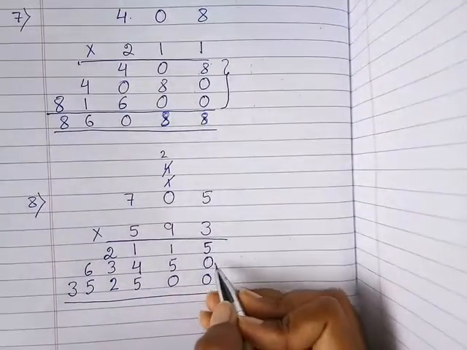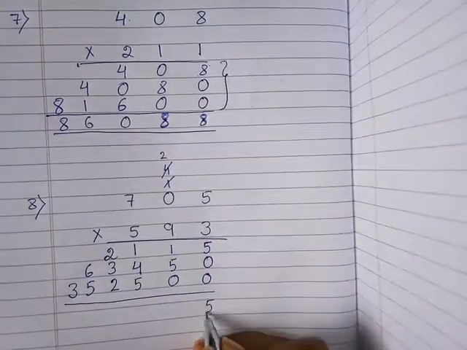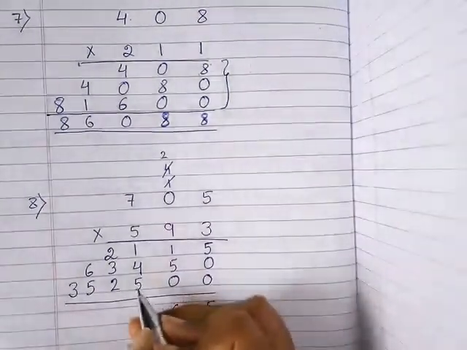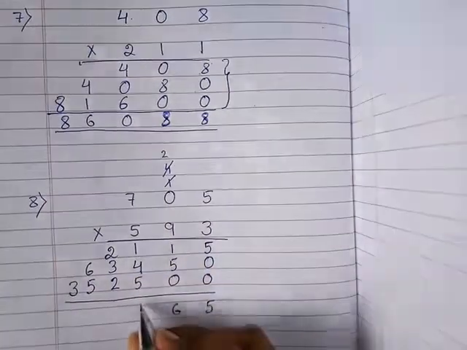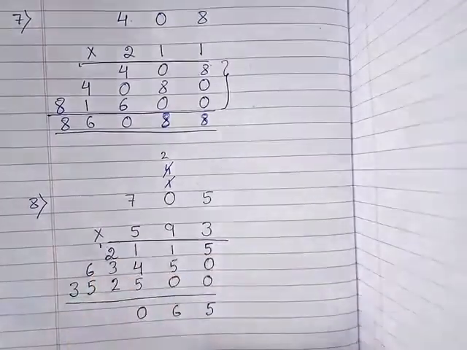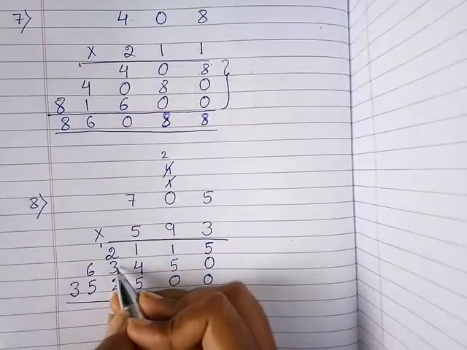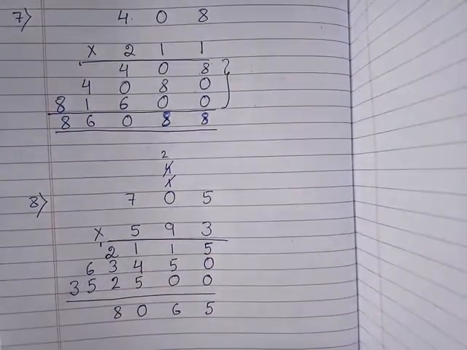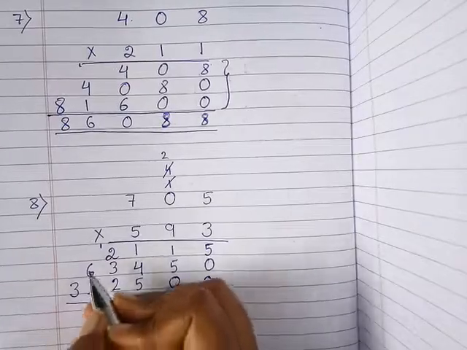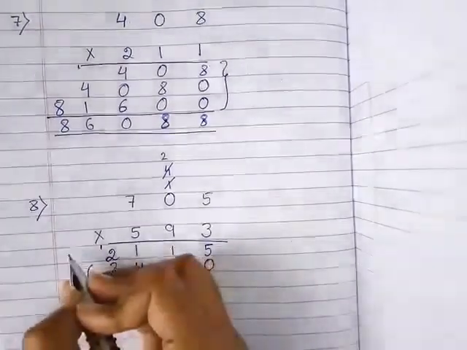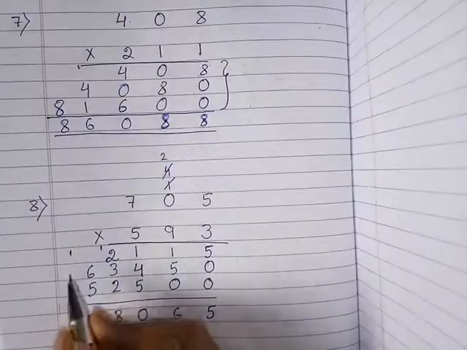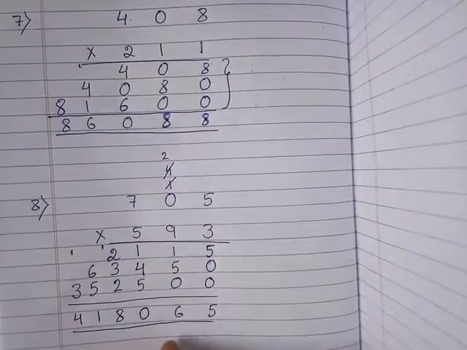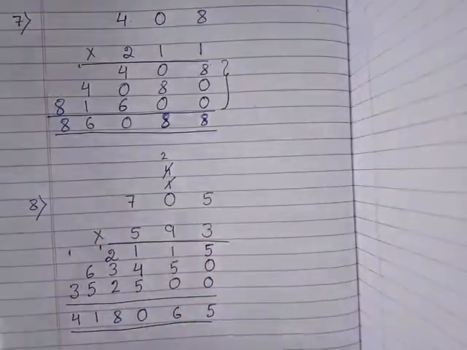0 plus 0, 0. 0 plus 5, 5. 0 plus 5, 5. 5 plus 1, 6. 5 plus 4, 9. 9 plus 1, 10. Write down 0 here and 1 here. 2 plus 3, 5. 5 plus 2, 7. 7 plus 1, 8. Next, 5 plus 6, 11. Write down 1 here and 1 here. Next, 3 plus 1, 4. So this is the product of 705 and 593.